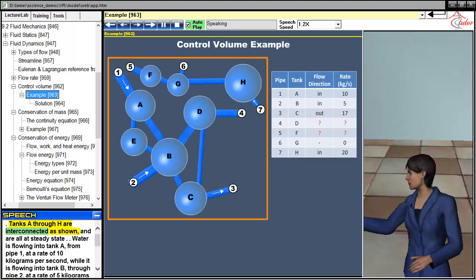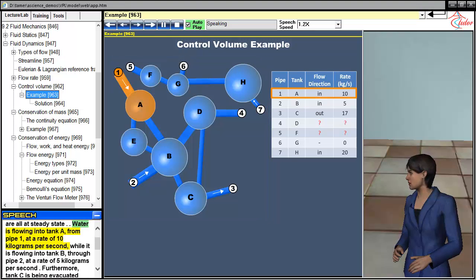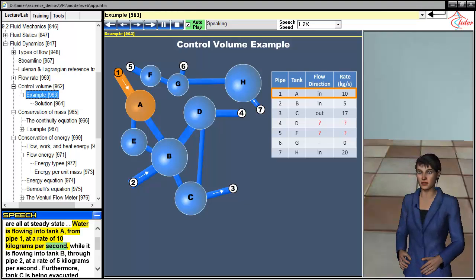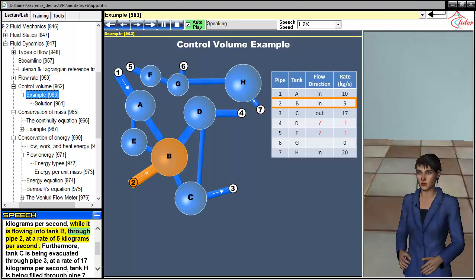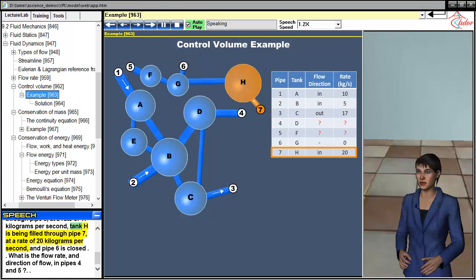Tanks A through H are interconnected as shown, and are all at steady state. Water is flowing into tank A from pipe 1 at a rate of 10 kg per second, while it is flowing into tank B through pipe 2 at a rate of 5 kg per second. Furthermore, tank C is being evacuated through pipe 3 at a rate of 17 kg per second. Tank H is being filled through pipe 7 at a rate of 20 kg per second. And pipe 6 is closed. What is the flow rate and direction of flow in pipes 4 and 5?